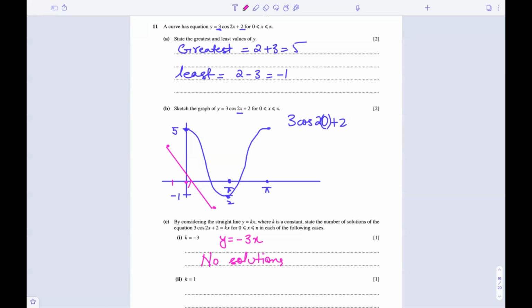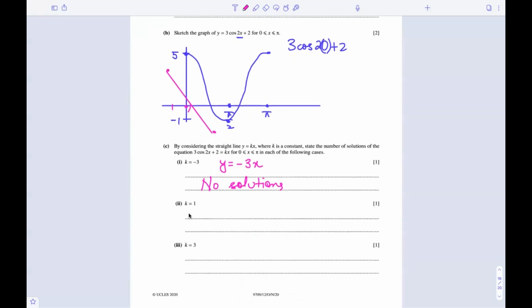Now in the next part, k is equal to 1, which means the equation is y is equal to x. When we make the line for y is equal to x, when x is 1, y is 1, when x is 2, y is 2, and so on. So the line would be somewhat like this. We can see that they're intersecting at 2 different points, so it has 2 solutions. And for k is equal to 3, the equation becomes y is equal to 3x. The line would be somewhat like this, and we can see that for this part, there is only one solution.